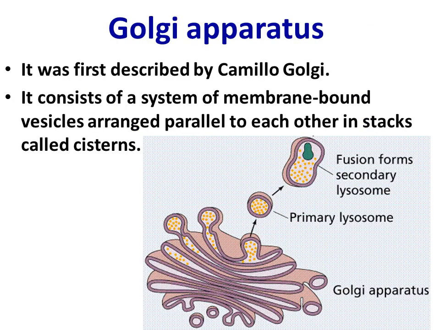Now next is Golgi apparatus. It was described by scientist Camillo Golgi. What is Golgi apparatus? It consists of a system of membrane-bound vesicles. Vesicle means sac-like structures. They are arranged parallel to each other in stacks which are called cisterns. So this is a diagram of Golgi apparatus. You can see from the diagram that from Golgi apparatus, primary lysosome is formed. So you can write down the function of Golgi apparatus: synthesis or formation of lysosome. One of the functions of Golgi apparatus.